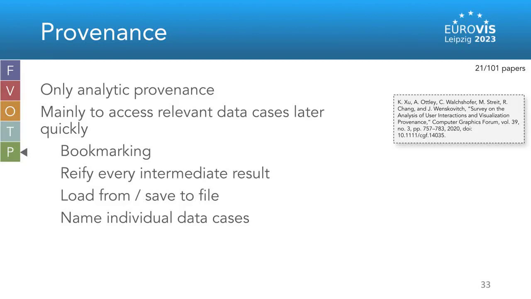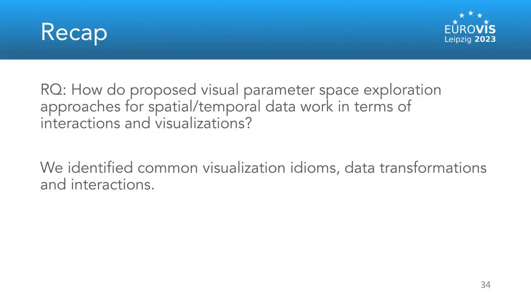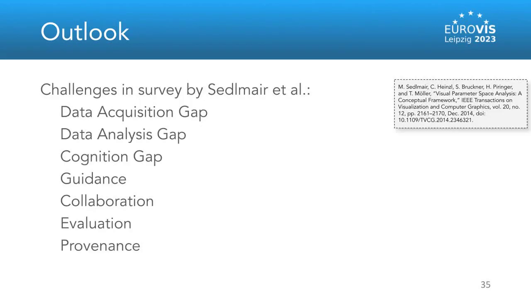So to quickly recap, our research question was how proposed visual parameter space exploration approaches for spatial and temporal data work in terms of interactions and visualizations. We analyzed papers obtained with a systematic literature review and found common visualization idioms, such as juxtaposition, embedding or alignment, data transformations, such as derivation, aggregation or grouping, and interactions to obtain new parameter settings. We will provide some outlook for the future.